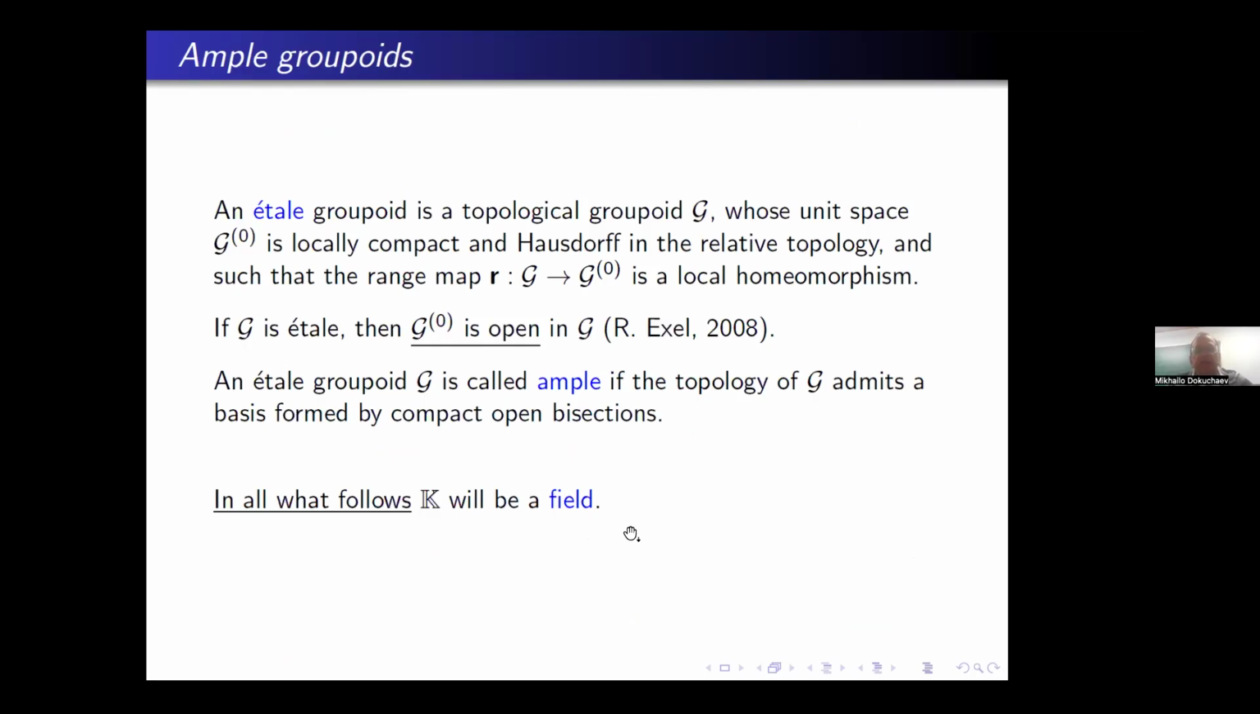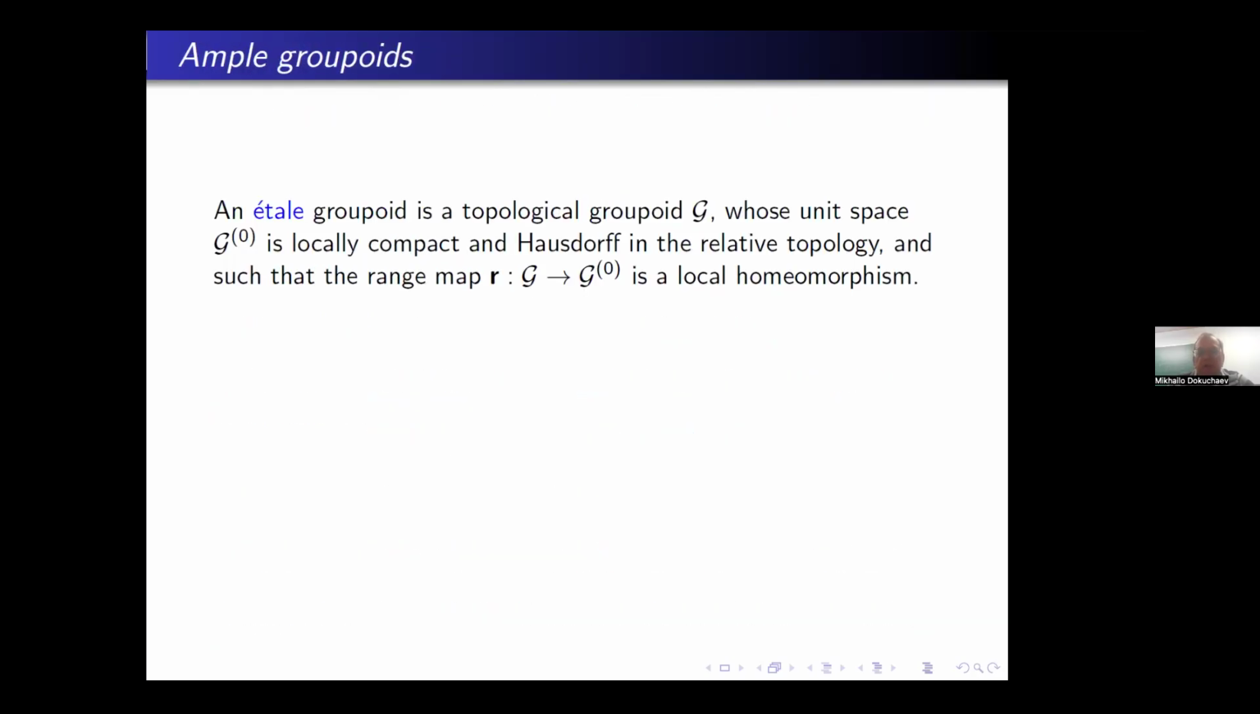K will be a field. So the idea is to give a construction of an algebra related to an ample groupoid, which is a generalization of the so-called Steinberg algebras. So these are more general Steinberg algebras. We call them twisted Steinberg algebras.